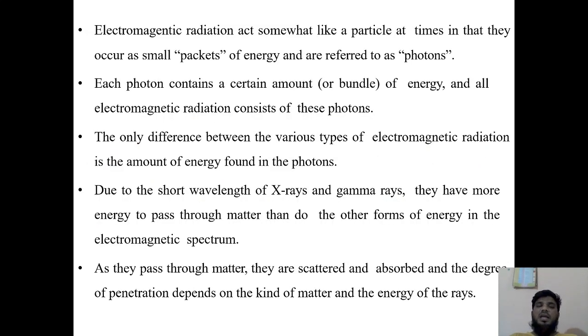The electromagnetic radiations, obviously you have studied from school, are such that light travels in the form of electromagnetic radiation, and all the light particles carry energy in the form of packets, which we call photons. In this case, the photons have a large amount of energy, because the frequency is more, so it has more energy. So the only difference between the various types of electromagnetic radiations is the amount of energy which the photon is carrying. Due to shorter wavelength, X-rays and gamma rays have more energy to pass through.